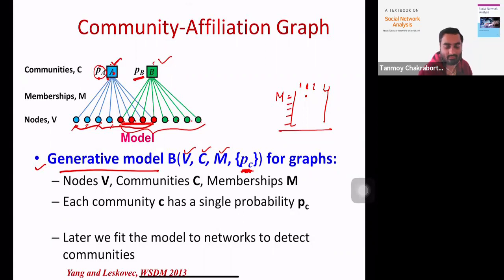So what are these factors? We have a set of vertices. We know the set of communities. We know community membership. And we also know the probability of a node being a part of a community, right? So C is known. And let's assume that, in a real world setting, you know V, you do not know C, you do not know M, you do not know PC, okay? Well, let's assume that you have a generative model which knows all these things and which basically generates.